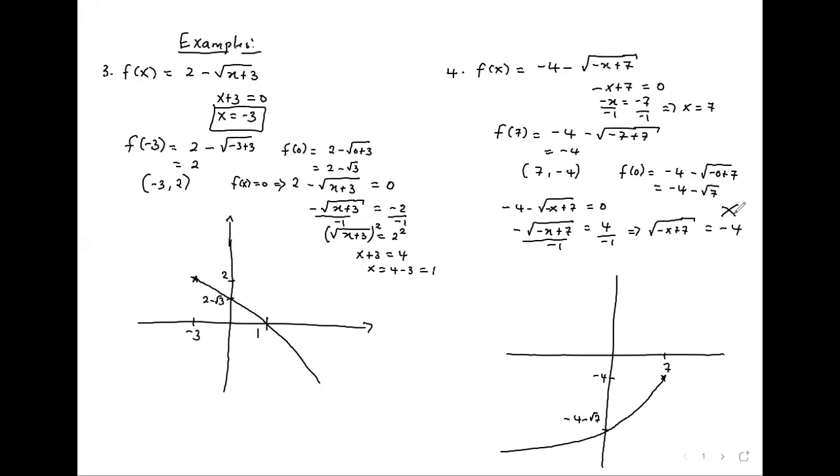Sir, I just didn't get what you said explaining why the graph is going downwards. Because the starting point is higher than the y-intercept. The starting point is (7, -4). The y-intercept comes out to be (0, -4 minus √7). So it's down. Okay. So now we can move on.